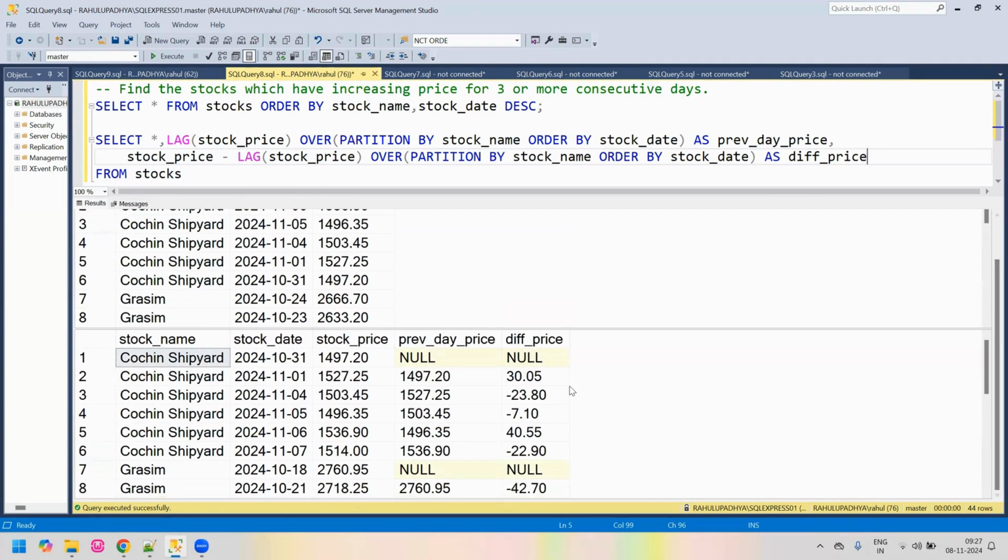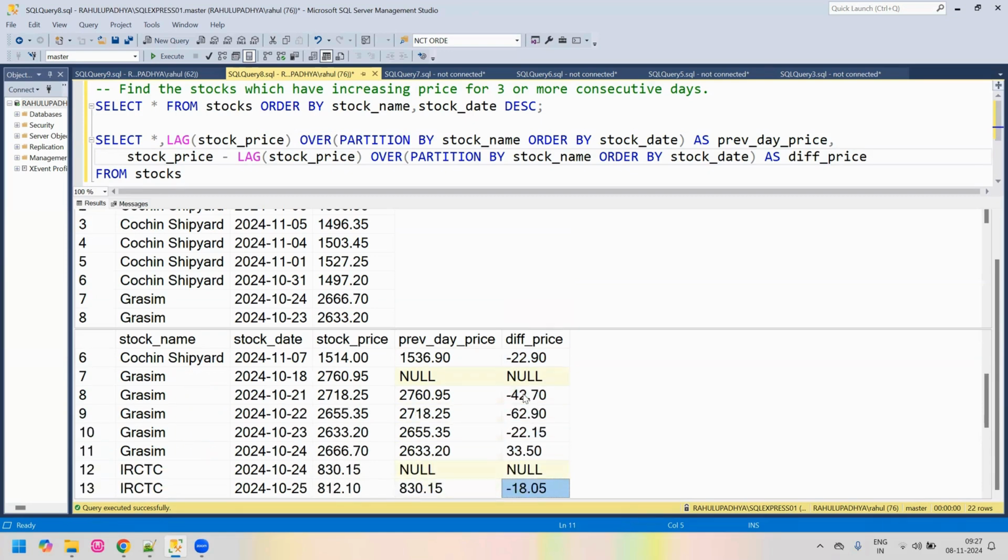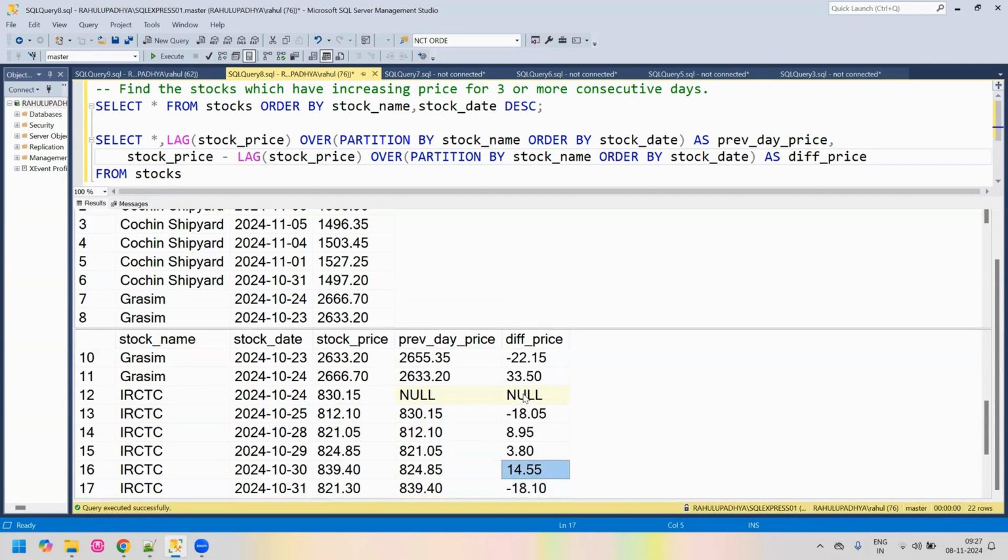As we can see, now we have the value of the previous day as well as the difference, which shows whether the stock increased or decreased with respect to the previous day price. This will be helpful for us as we will be able to identify which are those stocks which have a positive value in the difference for 3 or more consecutive days.